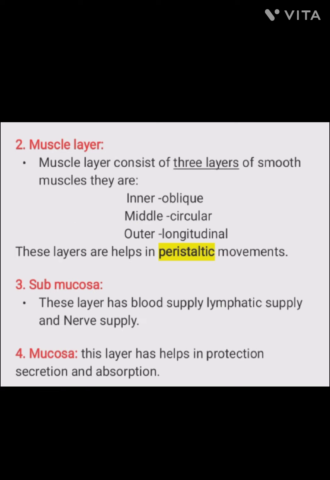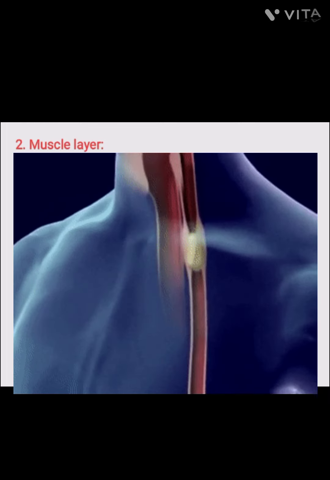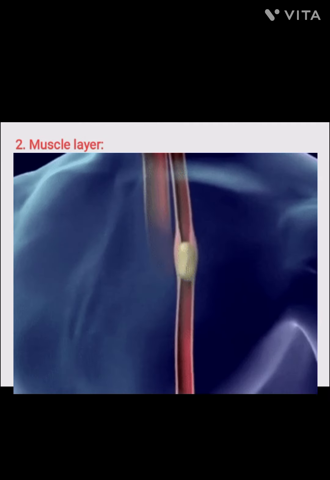Second layer is the muscle layer. This muscle layer consists of three layers of smooth muscles. The three muscle fibers are inner oblique smooth muscle fibers, middle circular muscle fibers, outer longitudinal muscle fibers. This muscular layer helps stimulate the peristaltic movements.